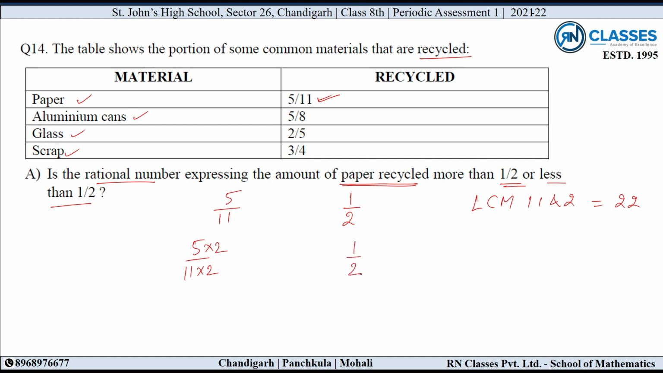Now you have 1 by 2. Denominator you have to make 22. So denominator you have to multiply it with 11. So numerator also you have to multiply it with 11. Now the number would be 5 into 2, 10 by 11 into 2, 22. Over here it would be 11 by 22. Okay. So which one is bigger? 1 by 2 is bigger. So is it more than 1 by 2 or less than 1 by 2? Less than 1 by 2. Right? Such a simple thing. First one is done. Moving on to the next part.